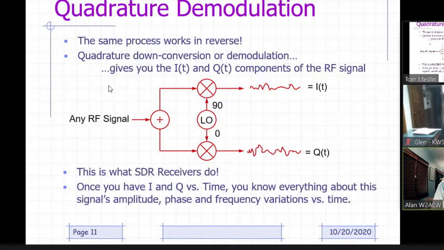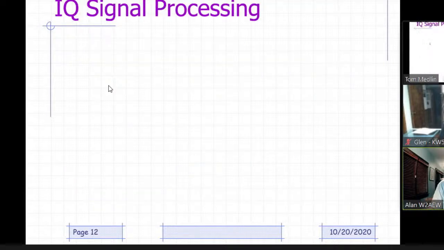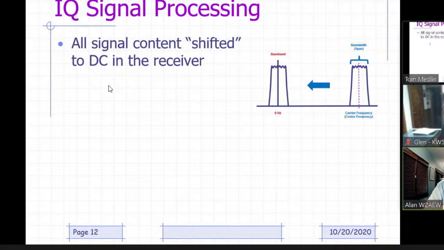You essentially know the signal's amplitude and phase at any instant in time, and how that amplitude varies and how the phase varies over time. That also defines how the frequency varies over time. So anything can be represented by the I and Q representation of the signal. Okay, so let's look a bit at the IQ processing.